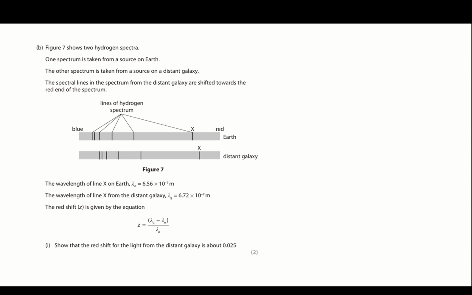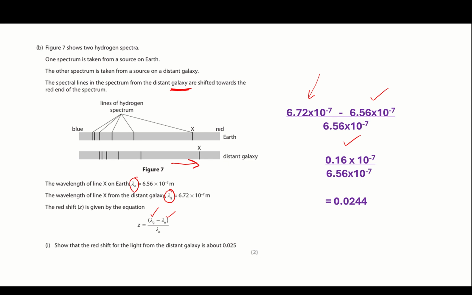Next one, we've got some hydrogen spectra, and we can see that they've been shifted towards the red on the latter ones. This galaxy is further away and moving at a faster velocity. And then the question is saying, just use this equation. So we've got lambda G, lambda O, and we've just got to plug these values into there. So that's nice and easy. So lambda G is 6.72 times 10 to the 7, minus lambda O, all divided by lambda O, and we just got to follow that. When we do that, we end up with 0.0244, and therefore we've shown that it's roughly the same.